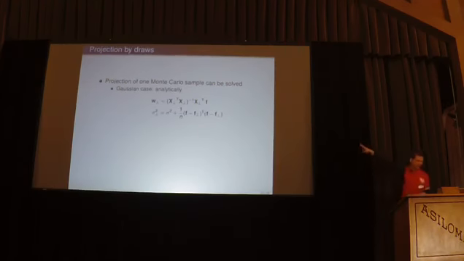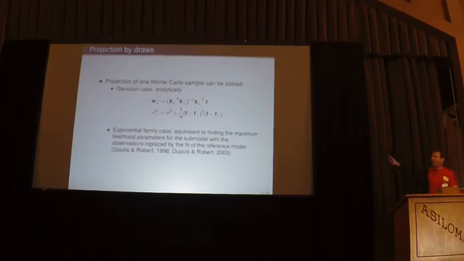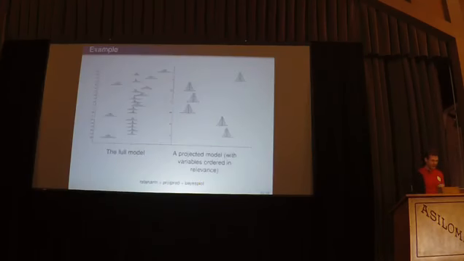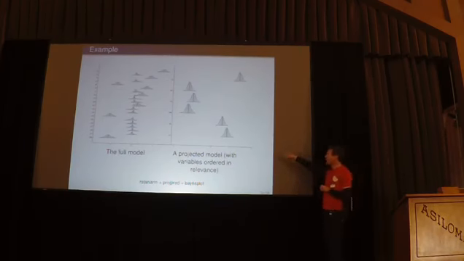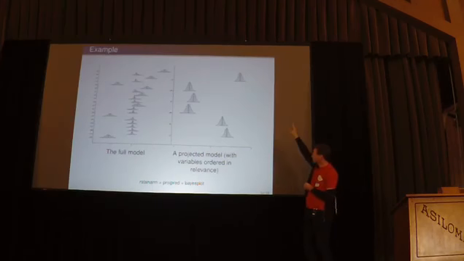And you can see it's also projecting in additional weights, the variance. And for the exponential family case, it's equivalent to finding the maximum likelihood parameters for the submodel with the observations replaced by the fit of the reference model. And these are fast to make. Here's an example having the full model and then the projected model. And now the projected model has the variables ordered in relevance.